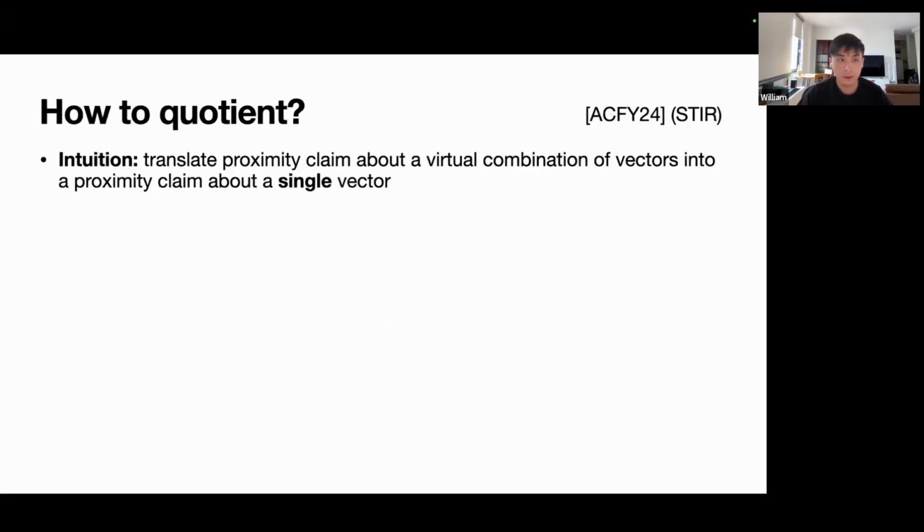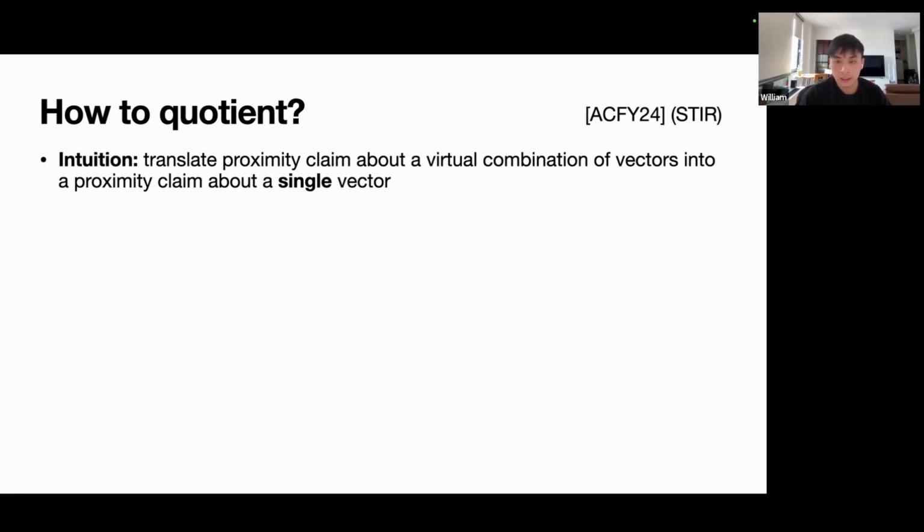Cool. So the way that we're going to use quotients in our protocol is loosely inspired by STIR. STIR also uses quotients. And the intuition in both cases is that we're going to translate a proximity claim about a virtual combination of vectors, like we had in the many-to-one reduction, and convert it into a proximity claim about a single vector, which is amenable to repeated accumulation.